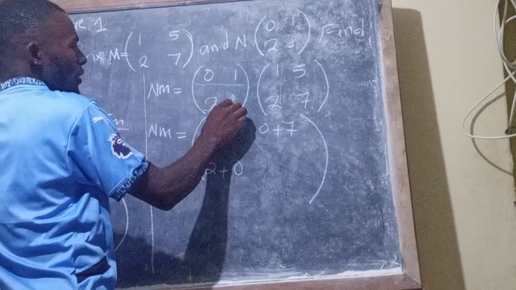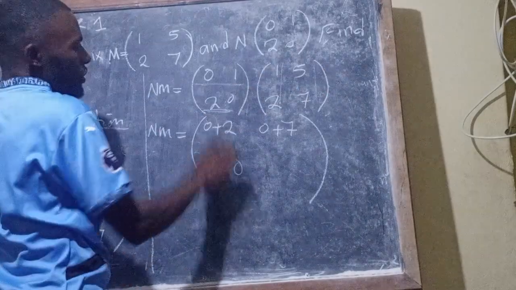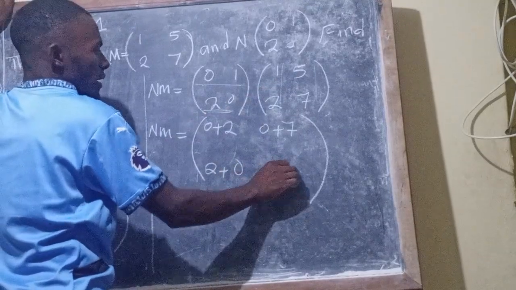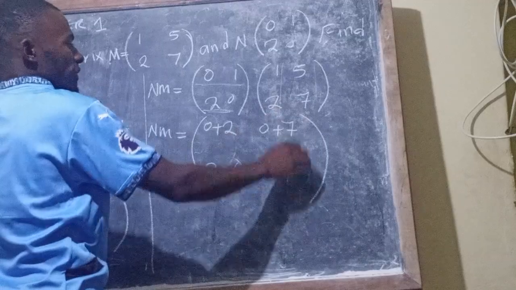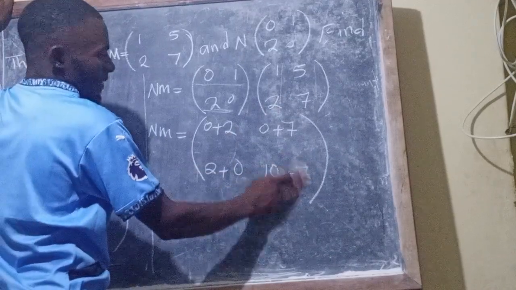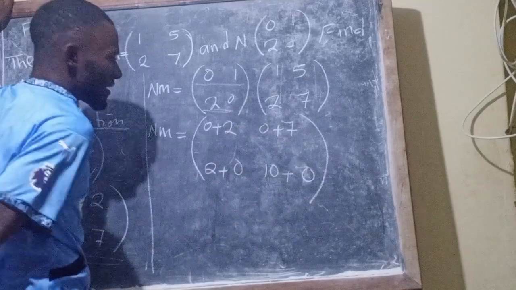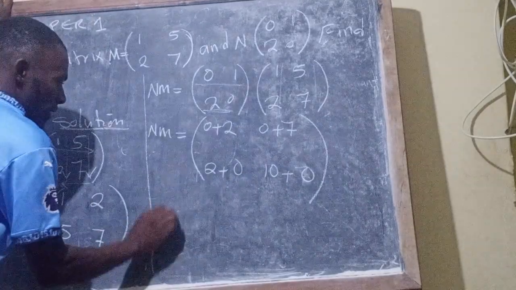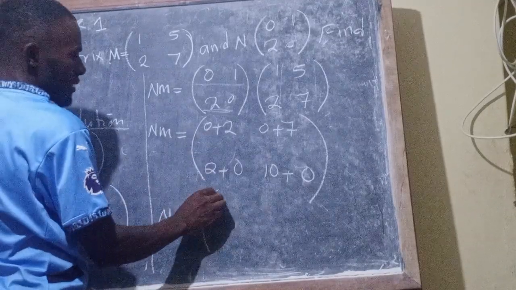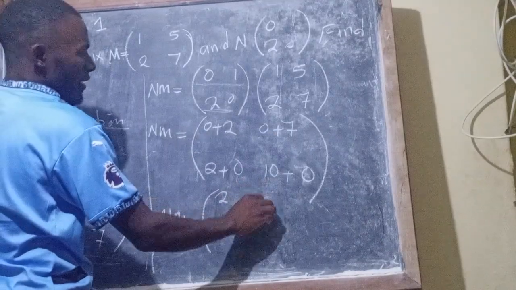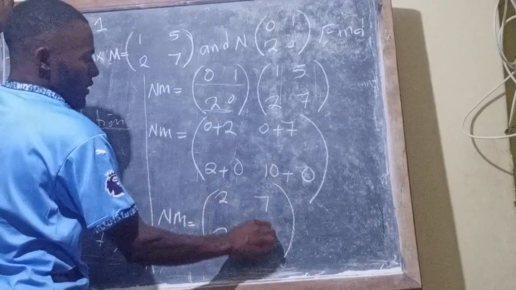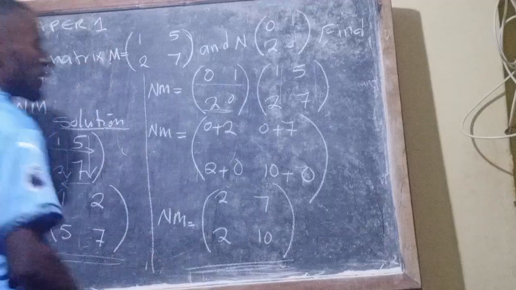Then we multiply again the second row with the second column. So I'm going to have 2 times 5, that is going to give you 10, then plus 0 times 7, that is a 0. So now NM is going to be this: 0 plus 2, that is 2, 0 plus 7, that is 7, 2 plus 0, that is 2, 10 plus 0, that is 10. So this is the answer.